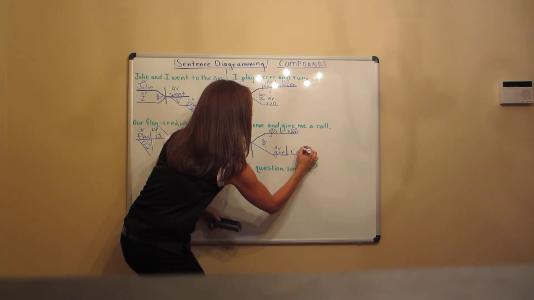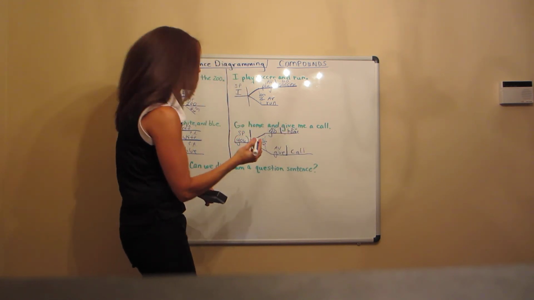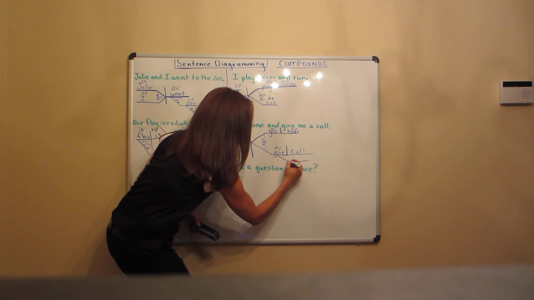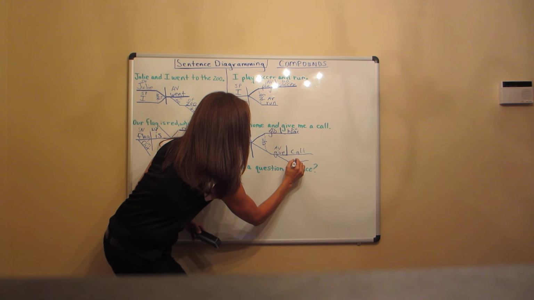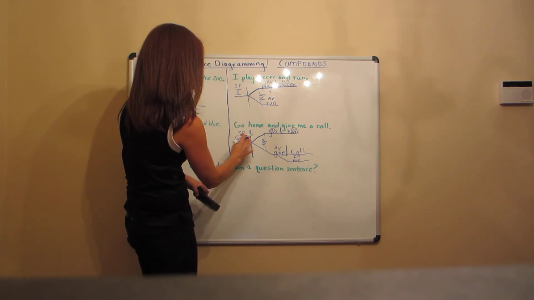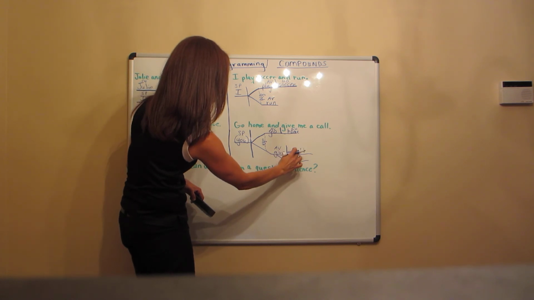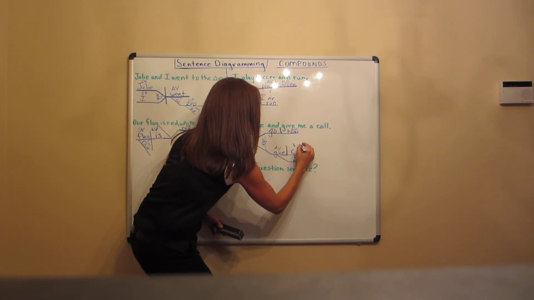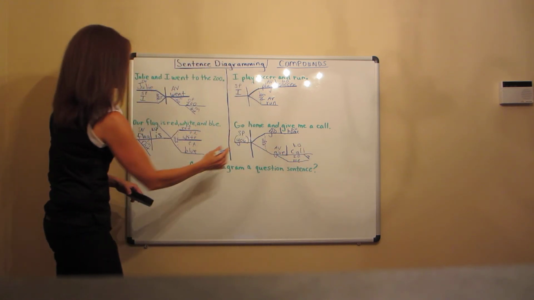You give call. And then me is your indirect object, and we know that that goes on a slanted line with a horizontal line, and the indirect object goes on this line. Give me is your IO for indirect object. You go home and give me a call, and a modifies call. Call is your DO, and me is your IO.